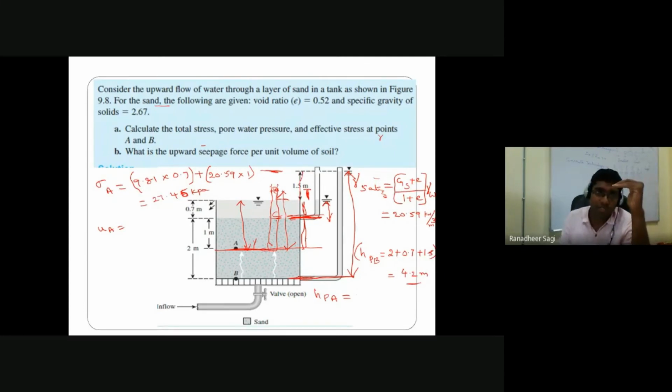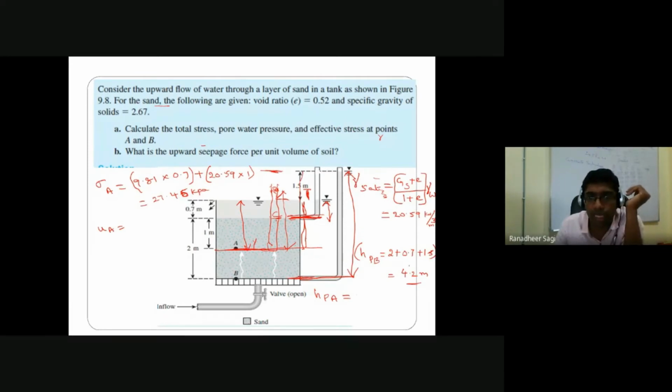When the water particle travels from point B to point C, the total head loss is 1.5 meter. When the water particle is traveling only half the distance, what will be the head loss? It is only going to be half of the head loss you have when the water particle travels from point B to point C.